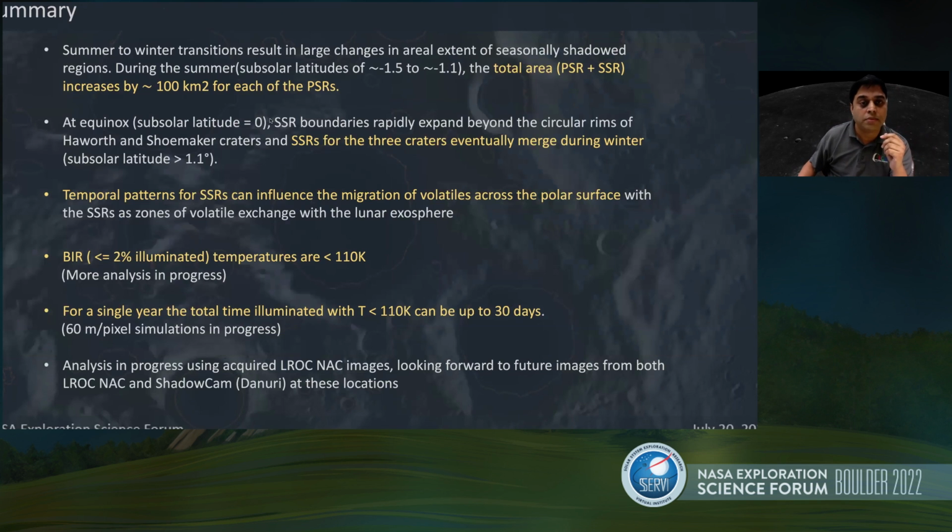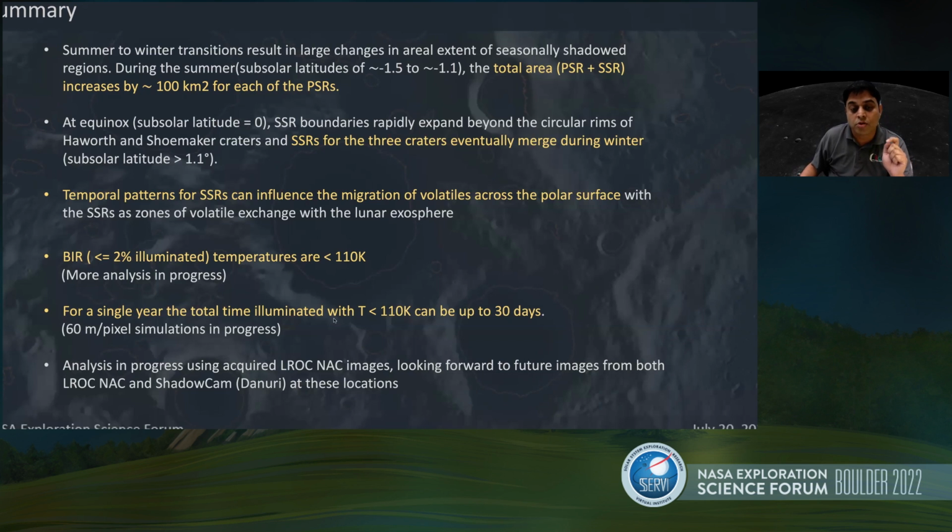So in conclusion, for the PSRs, there are summer to winter transitions, and the total area of the PSRs increases by about 100 square kilometers. The seasonally shaded regions of this frequency eventually merge during the winter. The temporal patterns of the PSRs can influence the migration of volatiles that you've heard about from other speakers earlier in this conference. And for the briefly illuminated regions, less than 2% have temperatures less than 110 K, and we are now checking that with respect to higher spatial scales.